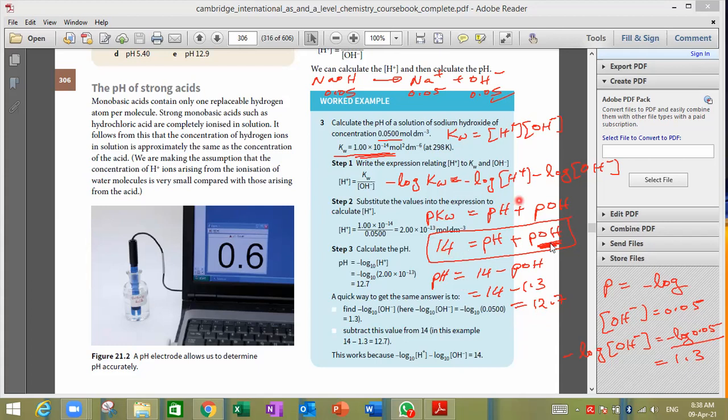Or else, if you don't understand this method, just write as we did before, that the Kw equals hydrogen ion concentration times OH ion concentration. So the hydrogen ion concentration equals 1 times 10 to the power minus 14 divided by the concentration of the OH. You get the concentration of the hydrogen ion, from which you get the pH. Either you use this method or that method. Both are correct. Okay, Mai? Understand? Yeah. Okay.